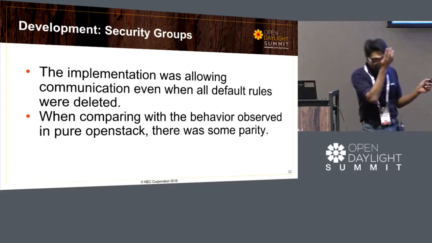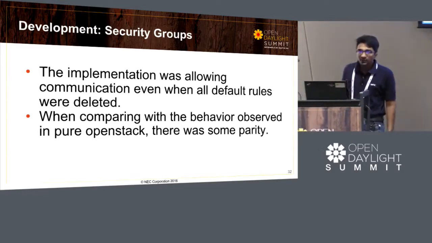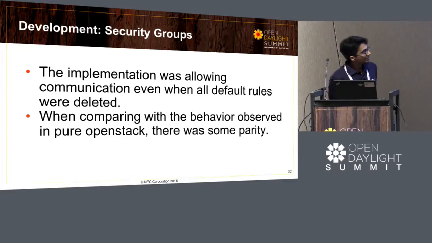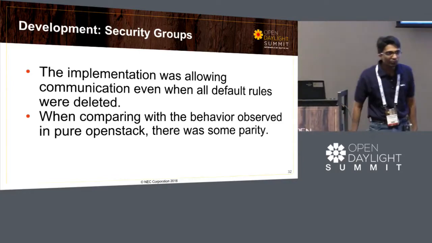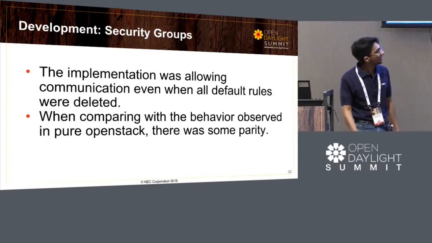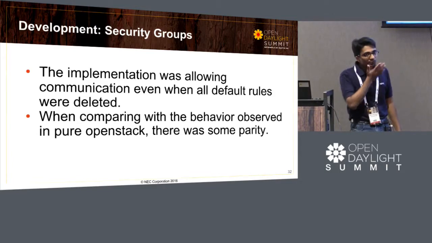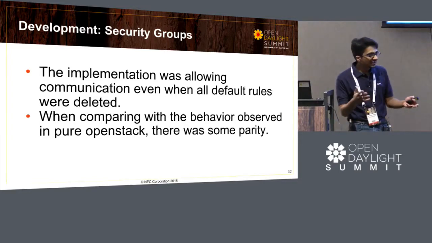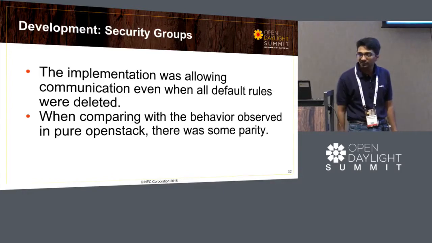Okay, coming to security groups. The legacy network had a security group implementation using flow entries. But there were some parity problems that we identified when we tested with pure OpenStack, that is, without ODL. We had some testing for security groups, and we identified a few gaps where the network was enabling all communication for all VMs by default, so that had to be restricted.